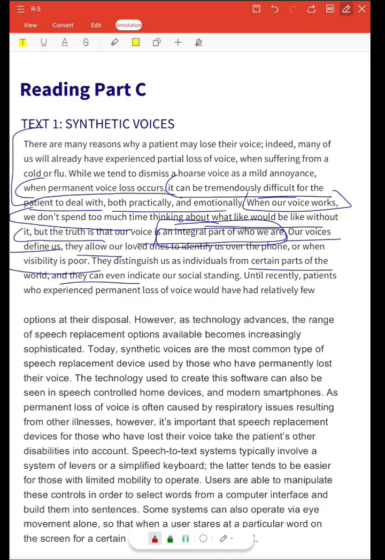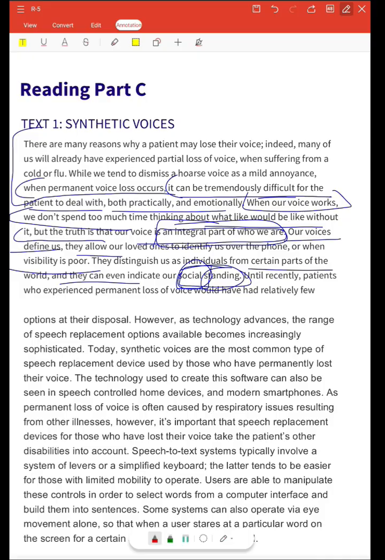Our voice defines us. Whenever a person is talking to us over a phone from any part of the world, he can only recognize us through our voice. So it is our identity. He has given the word social, but not social class. He says social standing. We live in a society. We are recognized by our voice.